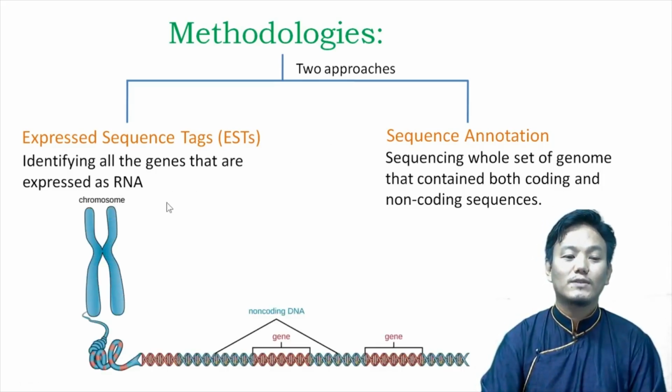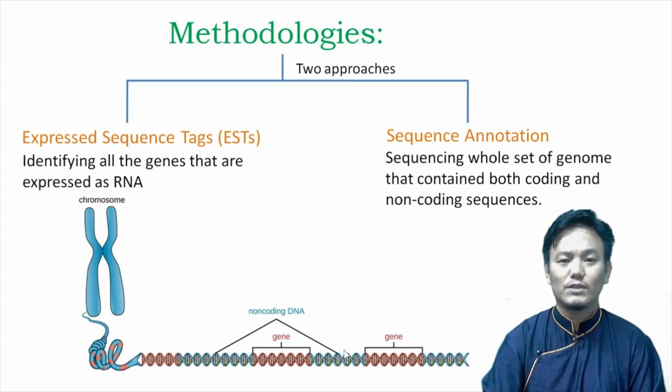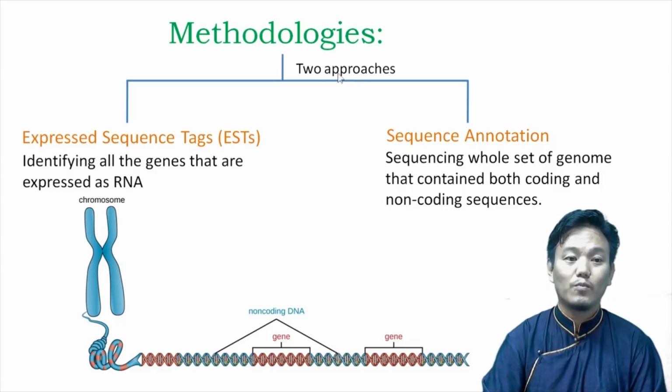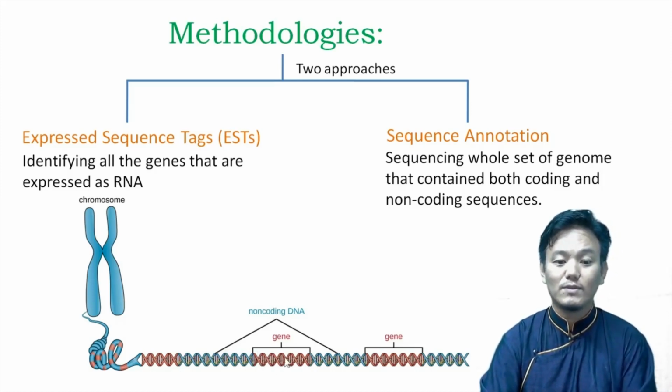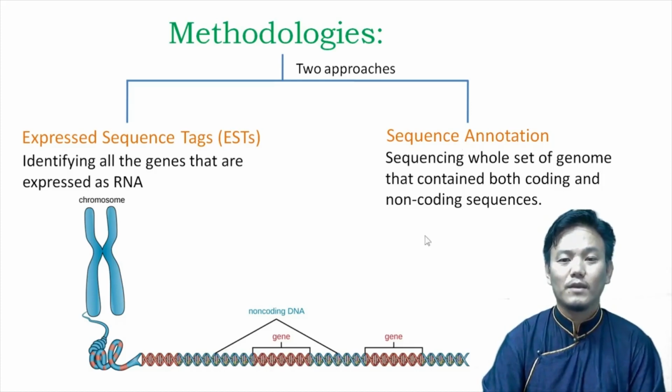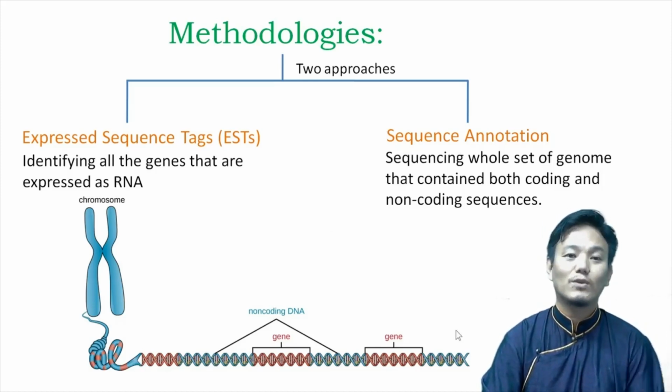Here we can see that if this is a chromosome, it is made up of DNA. In the DNA there are many regions. Coding regions, the red regions, are the genes, and these are the non-coding DNA part. The scientists who proposed expressed sequence tags wanted to sequence only the portion shown in red, the genes. They wanted to identify the genes first and then sequence them, and not bother about the non-coding DNA. But the other group of scientists, who proposed the sequence annotation approach, wanted to sequence the entire DNA irrespective of whether it was coding or non-coding.